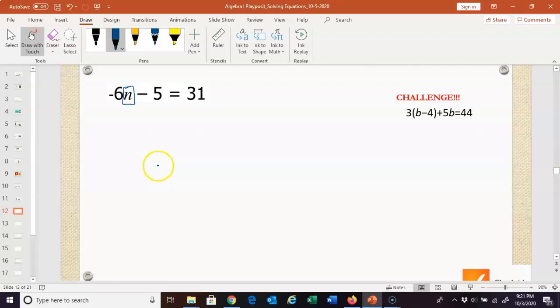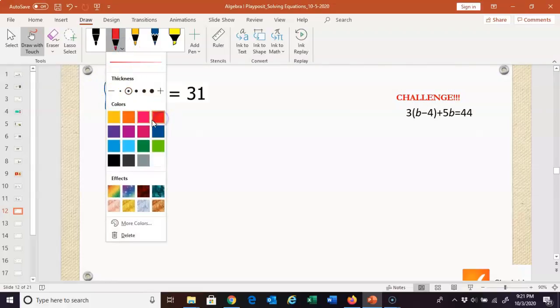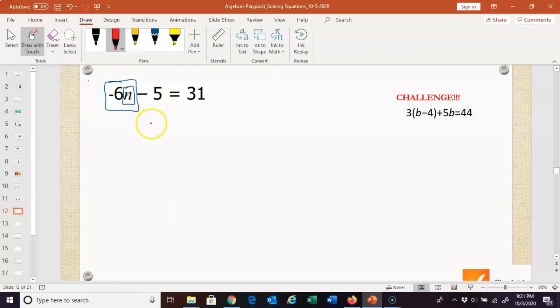So with these, we kind of have to work in reverse. We don't want to start with the -6. You want to isolate this term. You want to get this term by itself. So first, let me change my color. Let's get rid of the -5. So the opposite of -5 is +5.